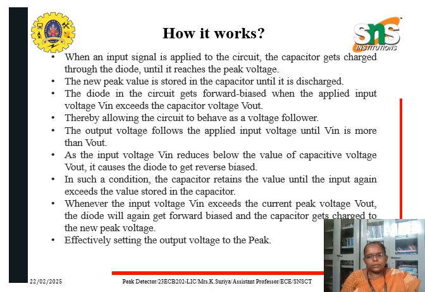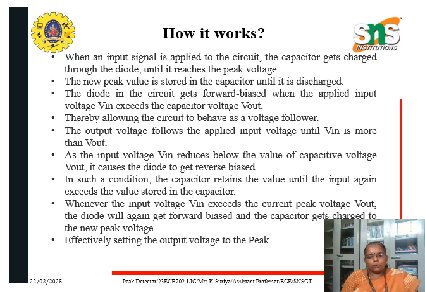So when you apply an input signal to the circuit, the capacitor starts charging through the diode until it reaches the peak voltage. So this new peak voltage is stored in the capacitor until it is discharged. The diode in the circuit will get forward biased when the applied input voltage exceeds the capacitor voltage, which is present at the output, which is known as Vout, thereby allowing the circuit to behave like a voltage follower. So you know that voltage follower is nothing but which will have the output same as the input.